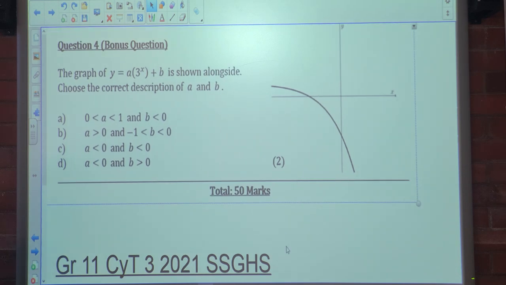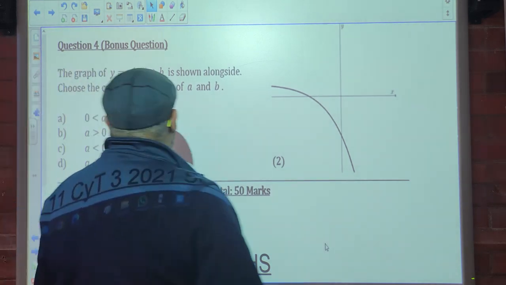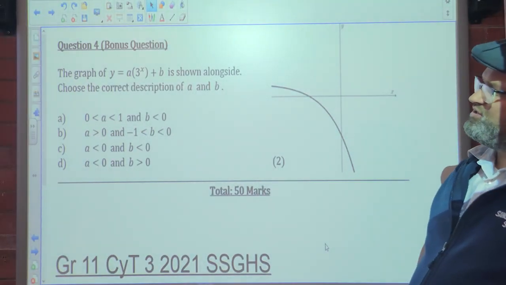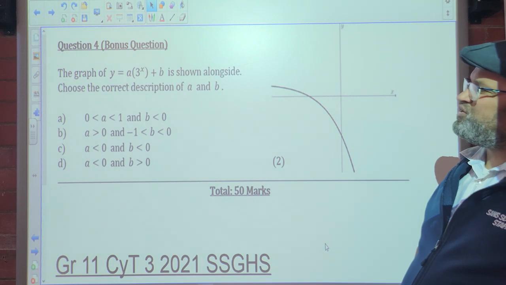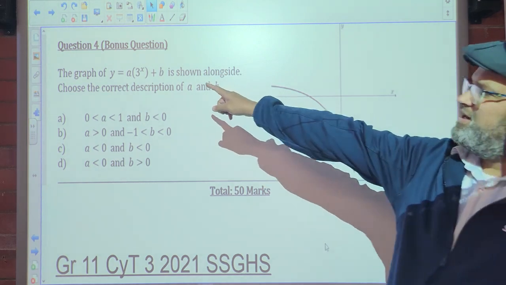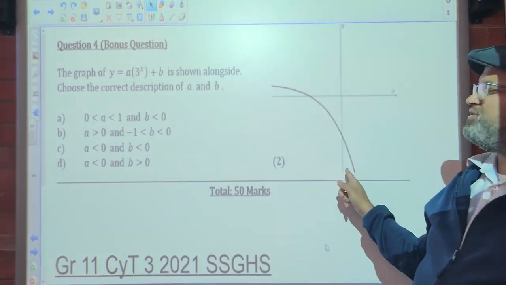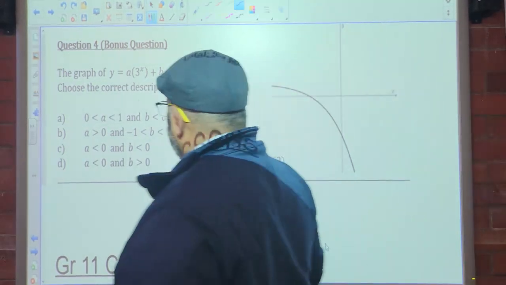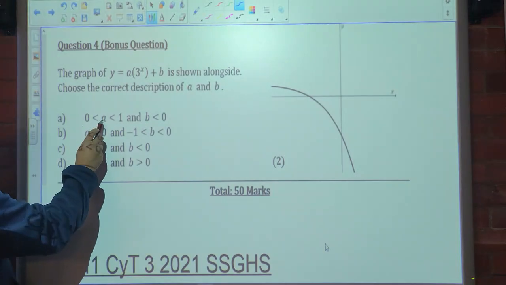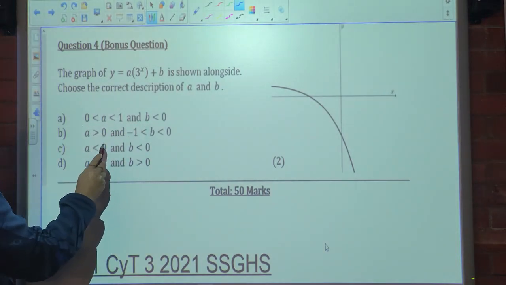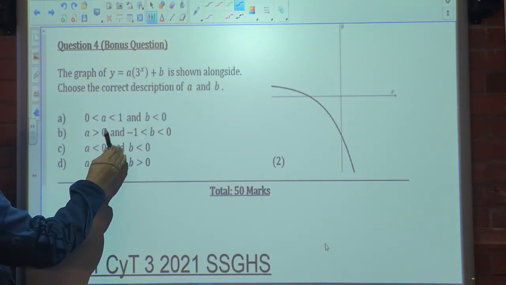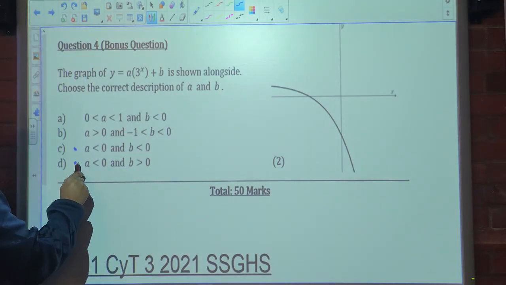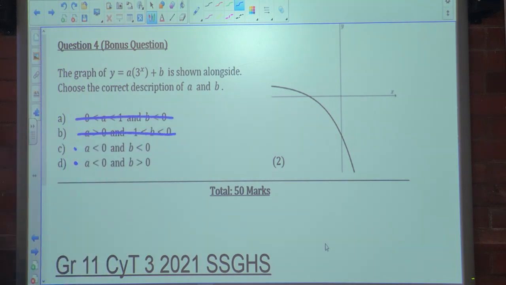People, the bonus question, we are told that the graph of y equals a times 3 to the x plus b is shown alongside. Choose the correct description of a and b. Firstly, a must be, if the graph is coming down like this, we know a is negative. Okay, so let's say where a is negative. This is a is greater than 0, but this is not telling me that. A is greater than 0, which means by positive, not that. A is less than 0, yes. A, right, one of those two. So those two are gone.